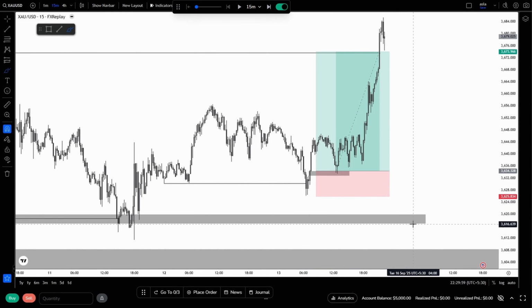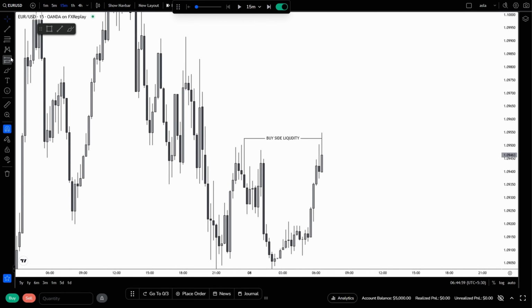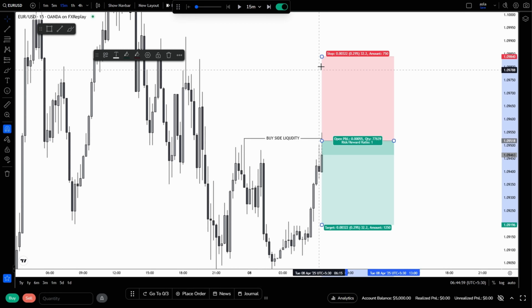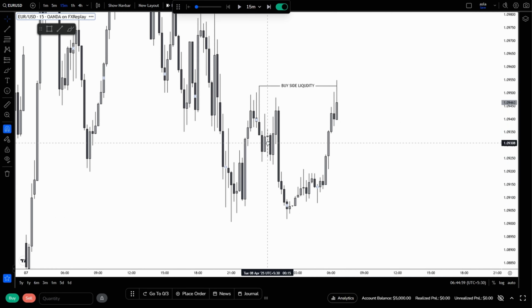As you can see here, price takes buy-side liquidity, and at the same time we have a generally bearish order flow. At first glance, this buy-side liquidity sweep looks like a very good reversal point. Most traders would immediately start planning a short trade from this area, and this is exactly where the problem begins.